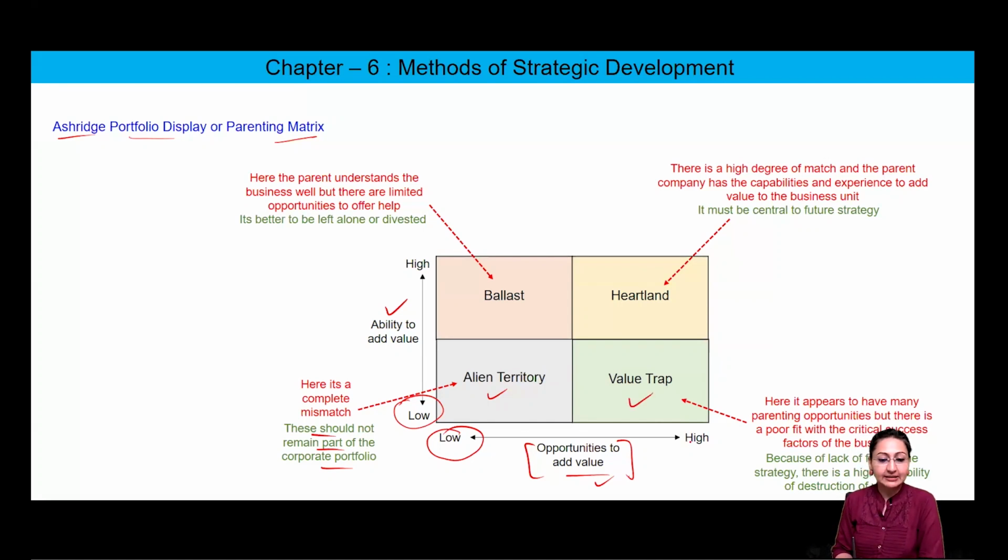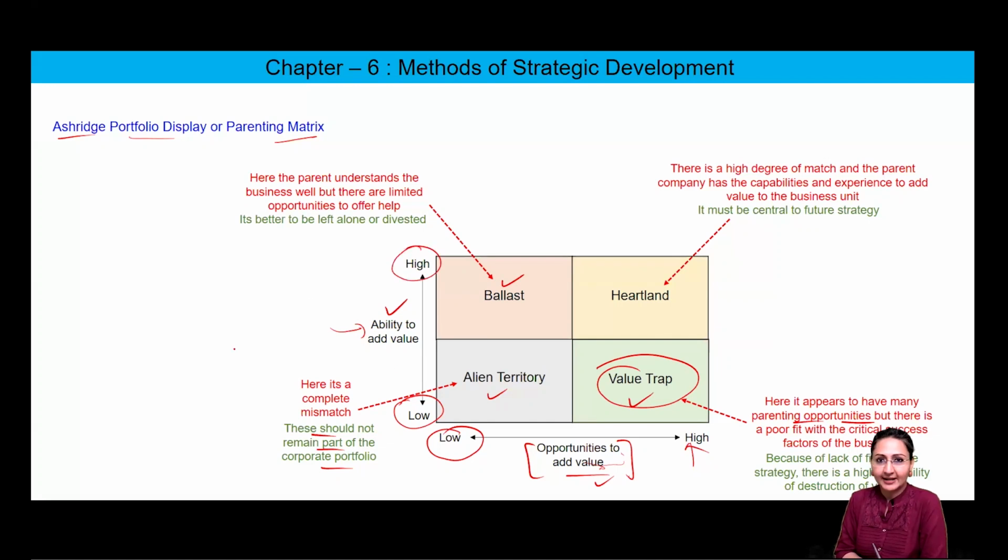Okay, next. Value trap. Here what is happening is there is a high opportunity to add value, but you do not have the ability to add value to the subsidiary. Parenting opportunities are there, but the parent company does not have the ability or maybe the experience to add value to the subsidiary. In that case, here also you are trapped. You can't help it. Now leave this decision to the parent company whether they want to keep this subsidiary or dispose of it. Then comes ballast.